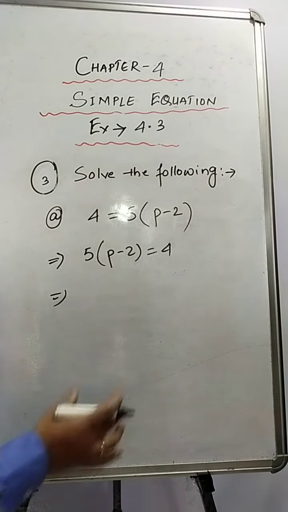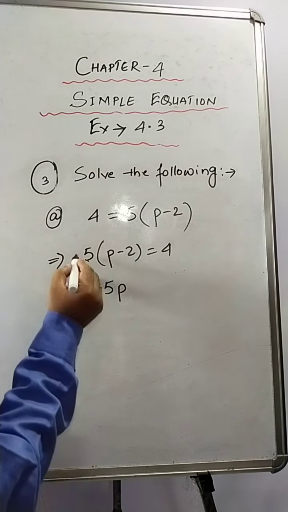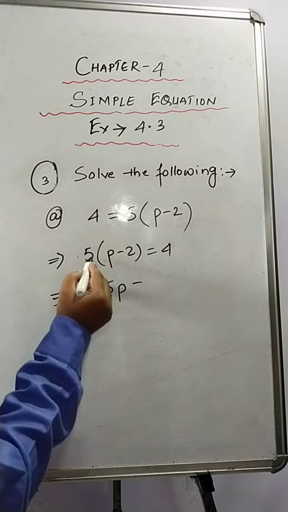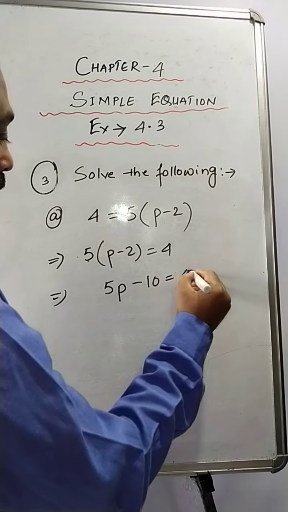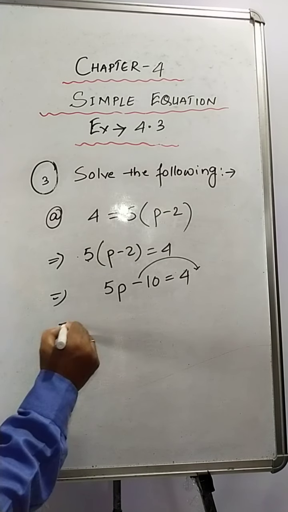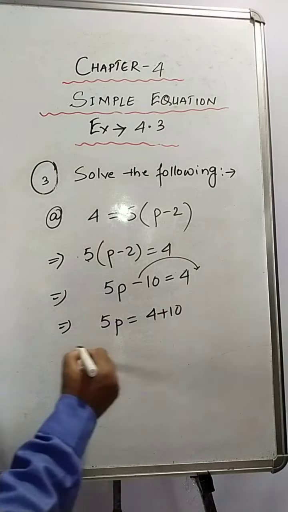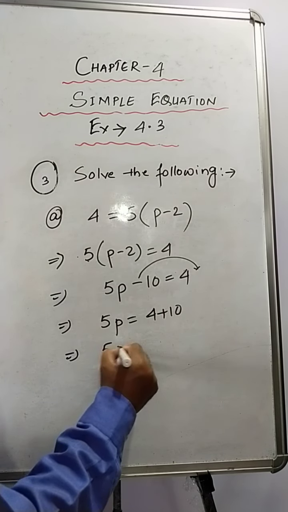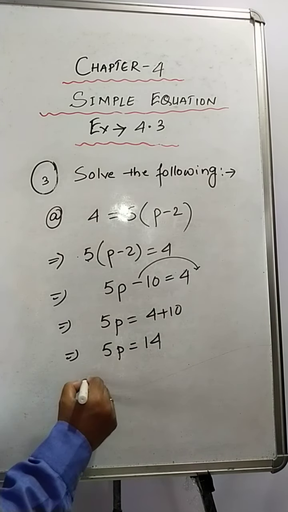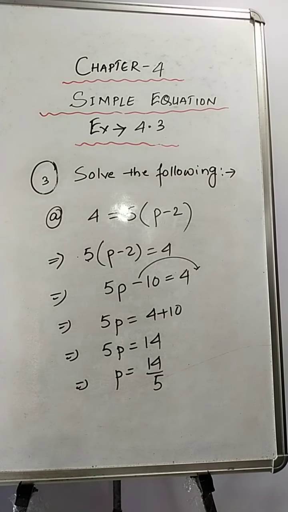Now from here we know exactly what we have to do. That is 5 into p, 5p plus minus 5 2s are 10, that would be equals to 4. Now we'll take this minus 10 towards the right hand side. So it will be 5p equals to 4 plus 10. So 5p equals to 14 and p would be equals to 14 by 5. So that is your final answer of sum number A of question number 3.